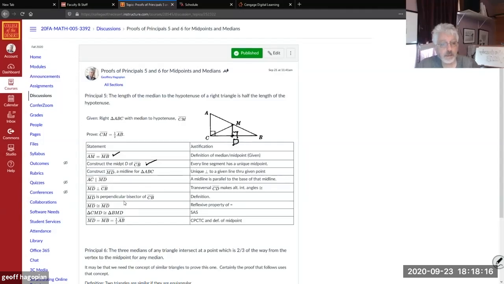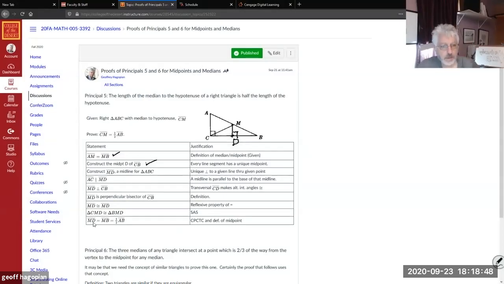So now MD is a perpendicular bisector of CB, right? Well, it's perpendicular and it bisects, so that's just a definition. So MD is congruent to itself. That's the reflexive property of equality. So I have side angle side, and I can establish that triangle CMD is congruent to triangle BMD, right? And that means that corresponding parts are congruent, namely CM.